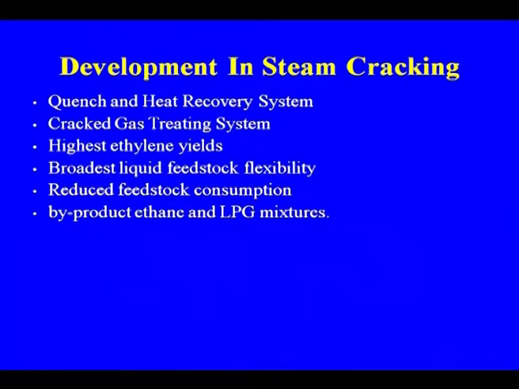We can use the naphtha or you can use the gas also. Reduce feedstock consumption, byproduct ethane and LPG mixture. If you can use the LPG also, because what is happening now, in many of the places the LPG is surplus. So, that LPG also can be used, because this is the mixture of propane and butane. So, that can also be cracked.